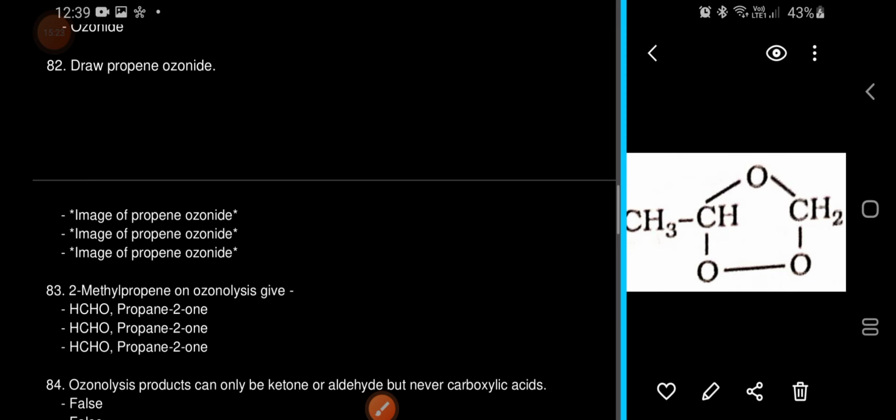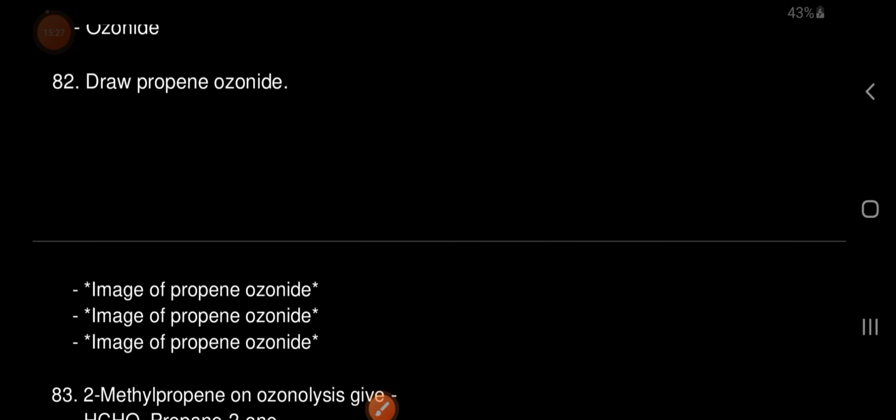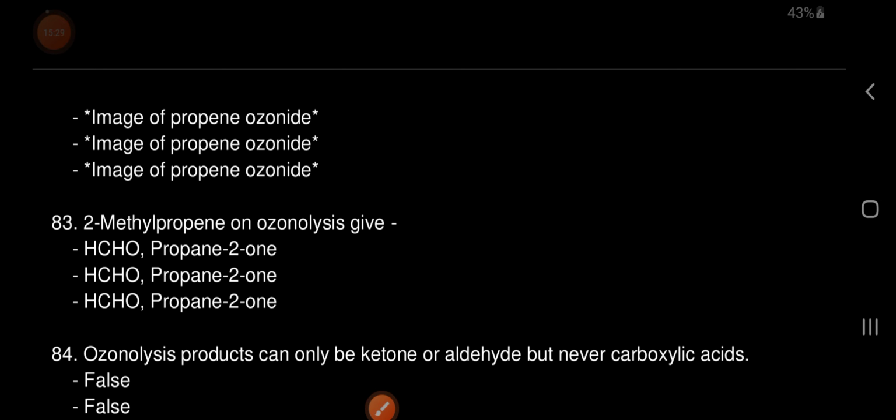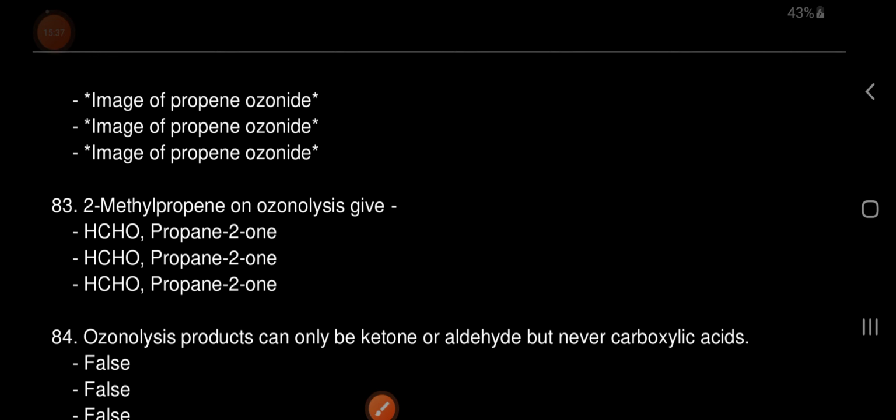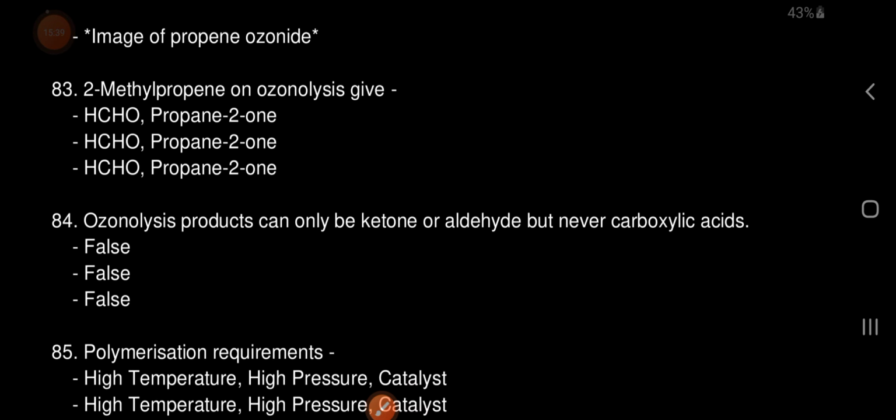2-methylpropene on ozonolysis gives HCHO and propan-2-one. Ozonolysis products can only be ketone or aldehyde but never carboxylic acids.